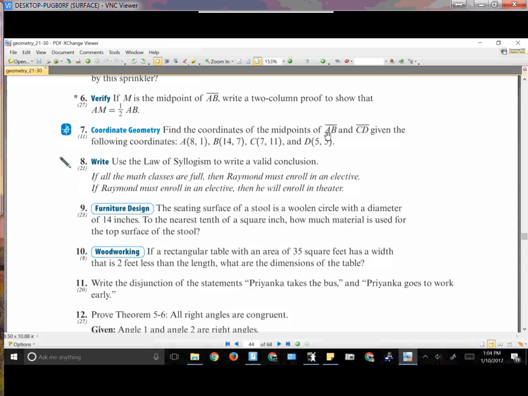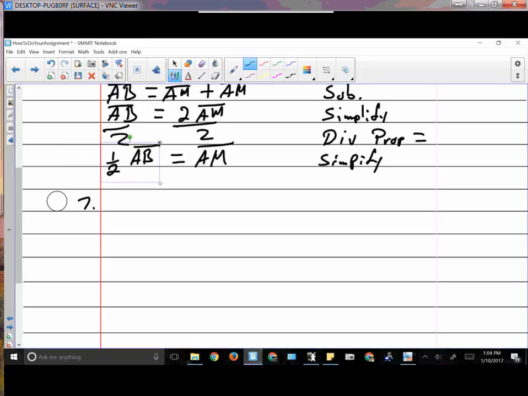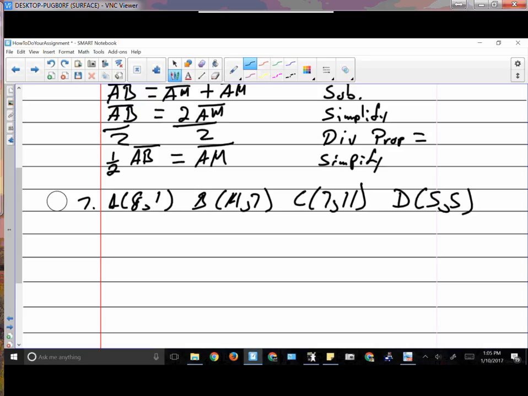It says, find the coordinates of the midpoints A and B given the following coordinates. Okay. So in order for me to work with this, I am definitely going to have to write these things down. So I've got A is 8, 1. B is 14, 7. C is 7, 11. And D is 5, 5. Now, why in blazes did I write them down? I can just simply look at the book. Part of the reason is when you're going back and forth between your paper and a textbook, whether it's on the computer or in a book itself, you don't always hit the right spots. Make sure that you have the information down first and then go through and do this.